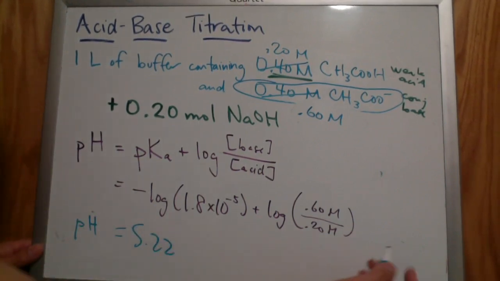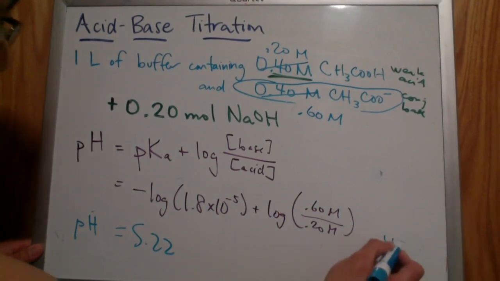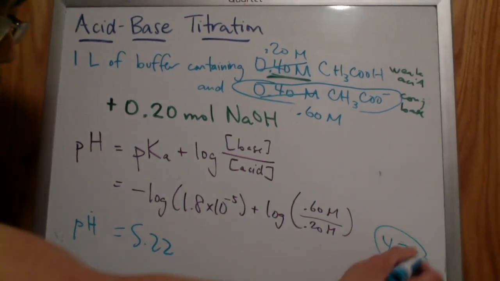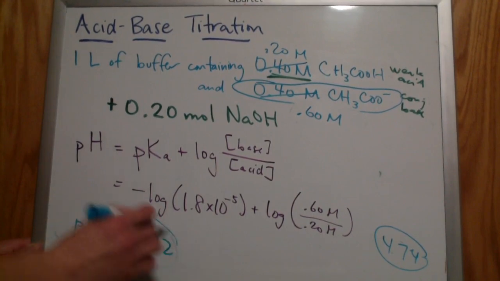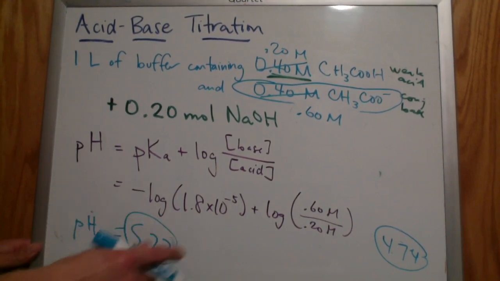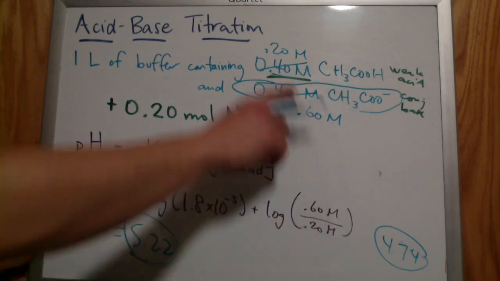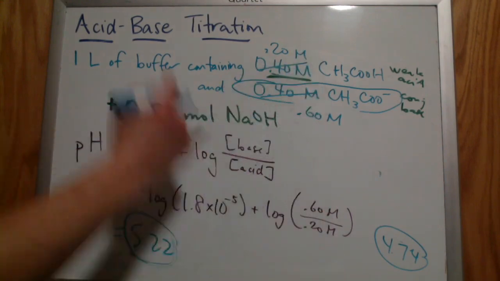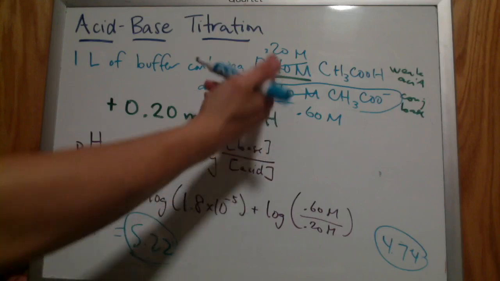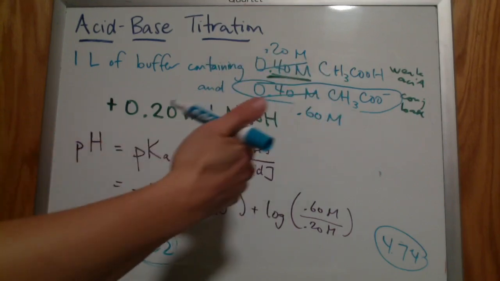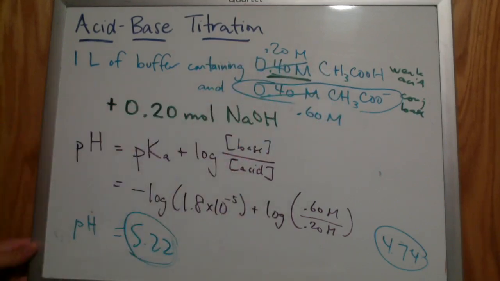Now, at the half equivalence point, the pH we had gotten from before was 4.74. So the pH only slightly increased because the buffer resists changing the pH until it runs out. So one of those things would run out. As long as we kept on adding more base, eventually all the acetic acid would get neutralized, and then we wouldn't have a buffer anymore.